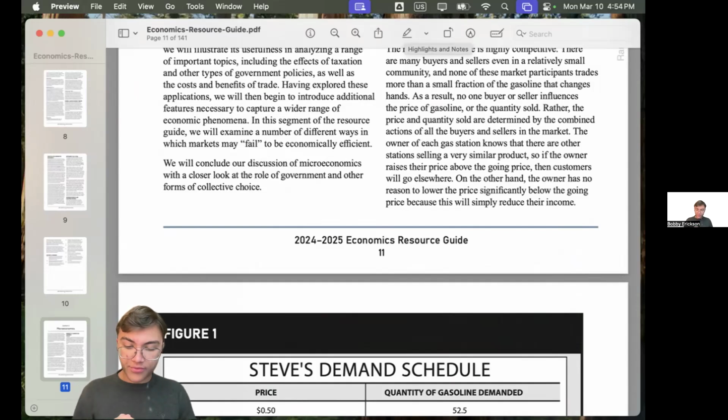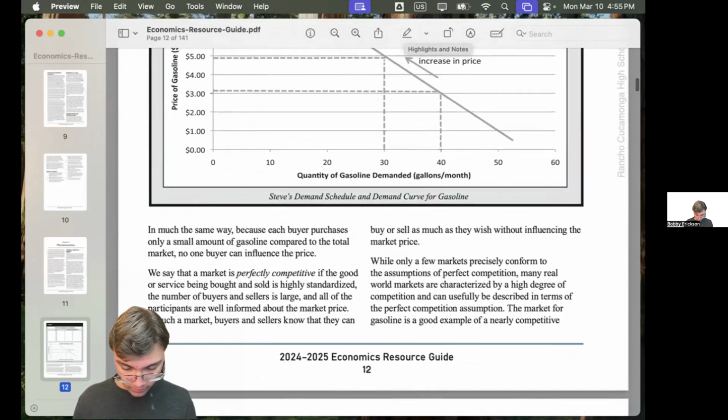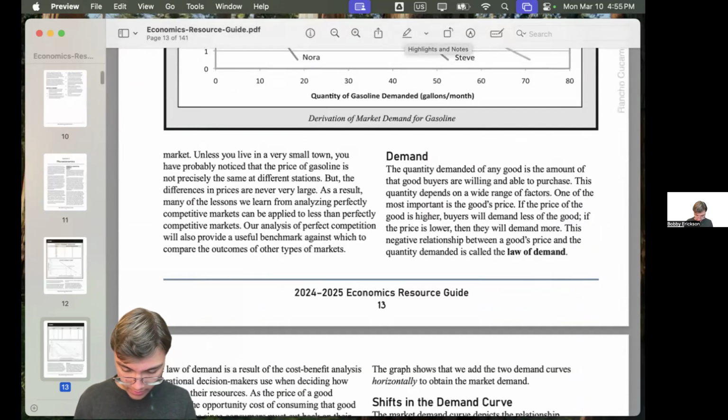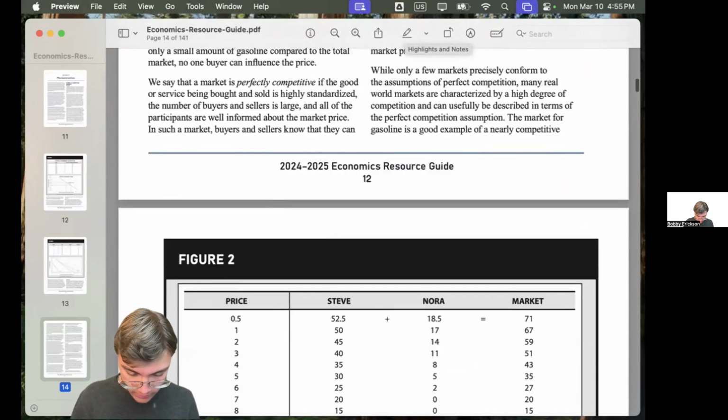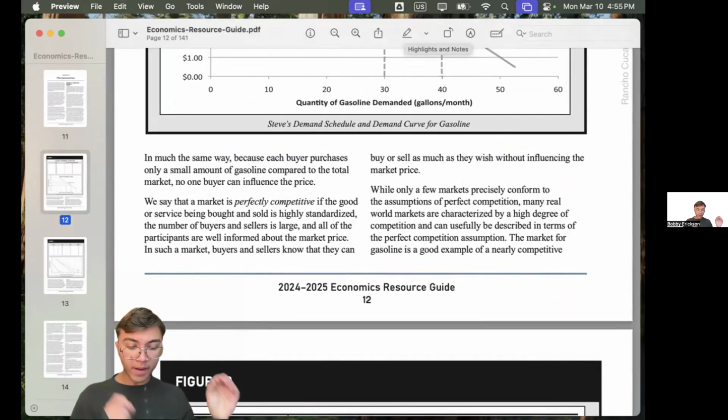But if owners lower the price significantly without affecting the number of buyers very much that are going to buy their gas, then they may just be reducing their income. So we're going to get to figure one very soon. But first, we're going to talk about how if each buyer purchases only a small amount of gasoline compared to the total market, no one buyer can influence the price.